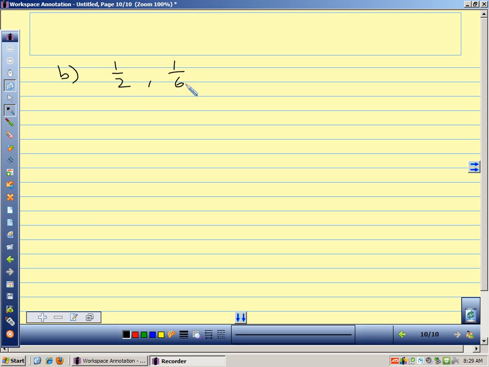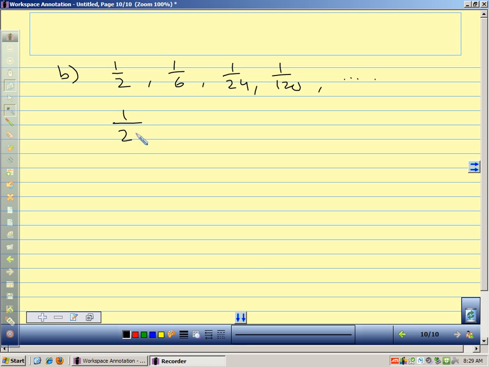1/2, 1/6, 1/24, 1/120, and we want to find the nth term. Anybody recognize these numbers? Yes, it's factorials. So if we start at n equals 1, this is 1 over 2 factorial, 1 over 3 factorial, 1 over 4 factorial, 1 over 5 factorial.